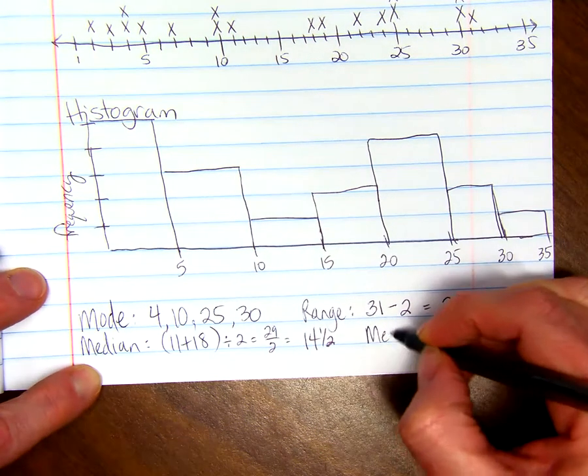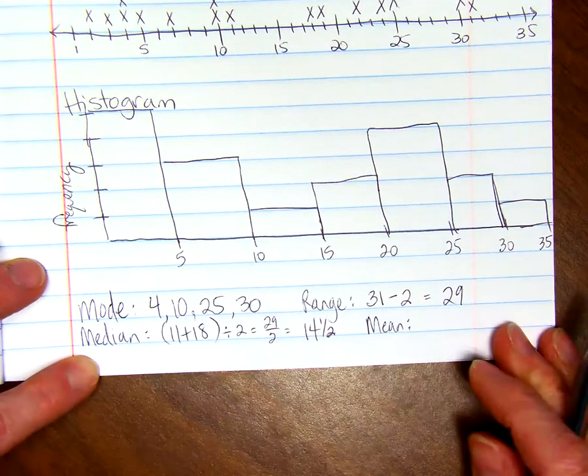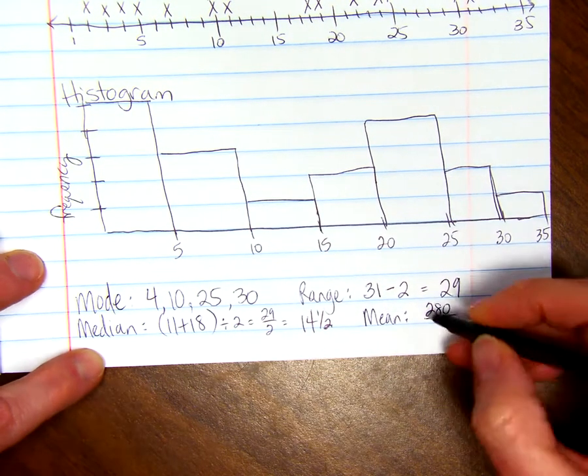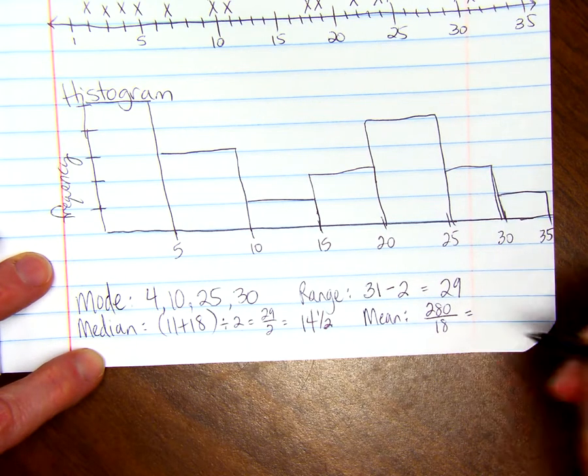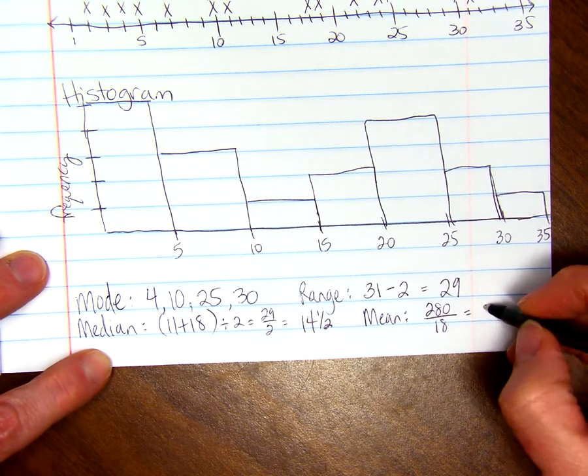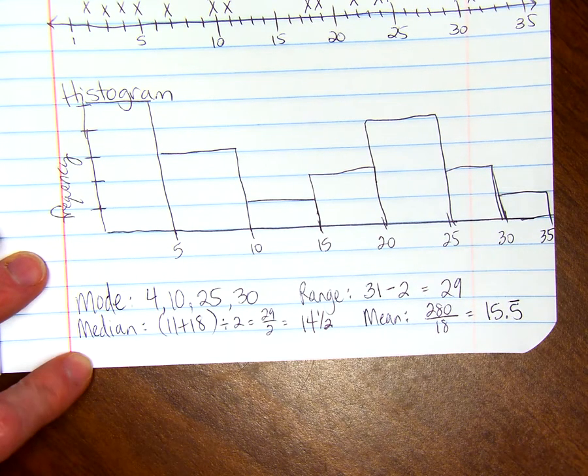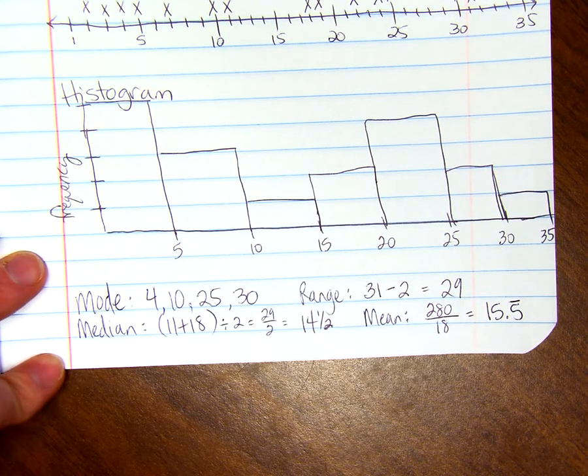Then to find the mean, we would have to add up all those numbers, and I've already done it for you, just 280, and we divide by how many numbers there are, which is 18, and we get 15.5 with the vinculum. And that's the end of the lesson.